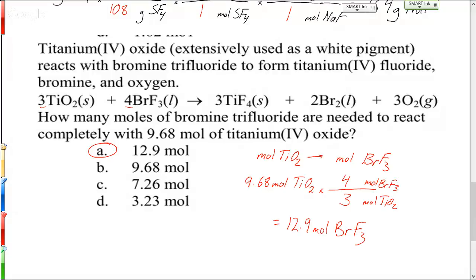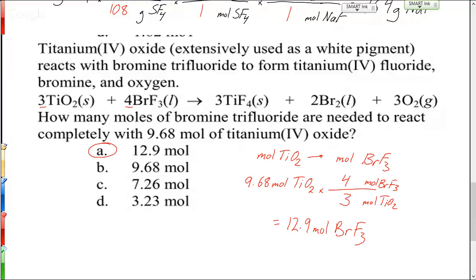So as long as we're given moles, this doesn't work with grams because those are mass ratios and stuff like we just did before. But if we're given moles, we can say, okay, we've got so many moles of titanium oxide. The equation tells us that they always react in a 3-to-4 ratio. So that means I'm always going to need more moles of bromine trifluoride than of TiO2. And so the only choice there is A, because that's a little bit more.